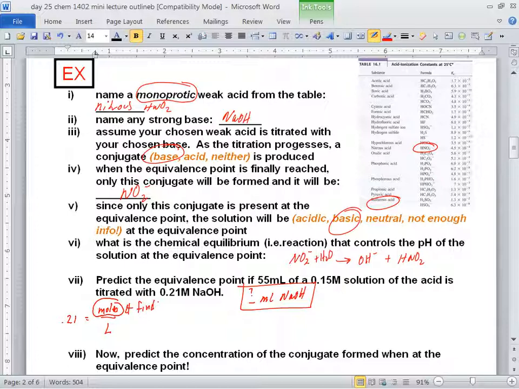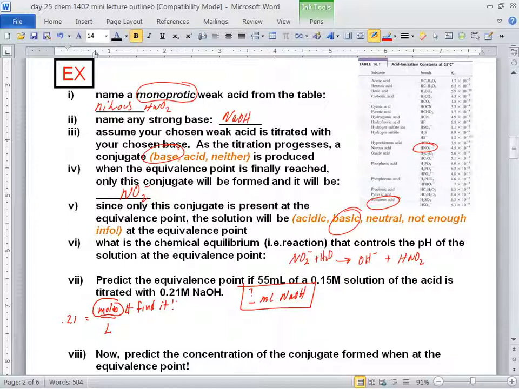Find it, and then we'll solve for the liters. Right? Remember doing this game? So we'll find the moles, divide by liters. You know what the moles are, because at the equivalence point, the moles of the acid is equal to the moles of the NaOH.